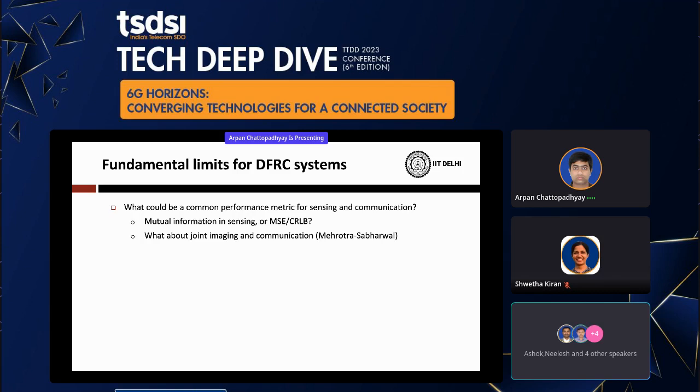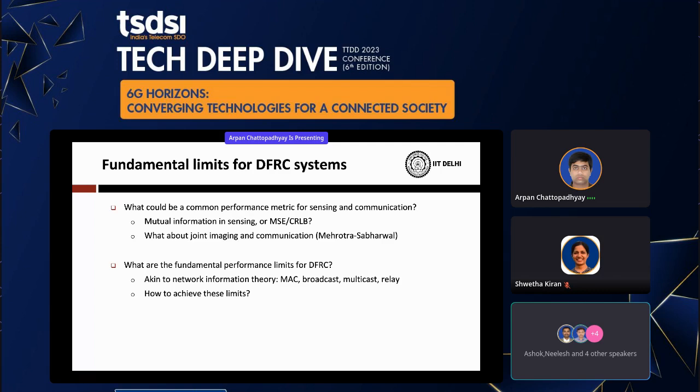Now, recently in a paper, Ashutosh Sabharwal and his group have considered joint imaging and communication in a cellular network setting. It's not DFRC, but those ideas can be imported to the DFRC setting as well. They came up with a notion of a certain degree of freedom, which can jointly characterize the performance of imaging and communication. So this is an interesting idea, and I think similar ideas can be brought into the DFRC setting as well.